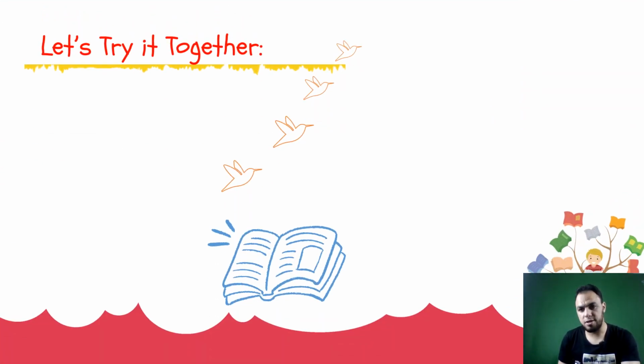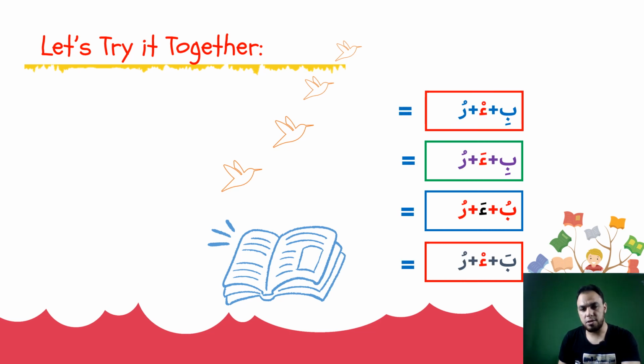So let's try together. Here are some words. We want to join these letters to form a word. As you notice, all of them already have the letter Hamza at the middle of the word. We want to join them together to form a word. How can we do it? Easy and simple. Let's see how.